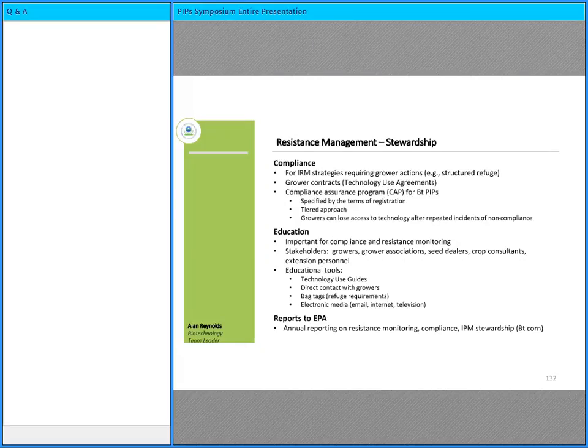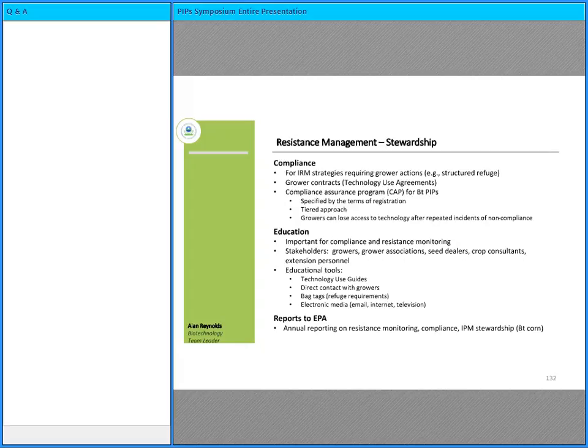For the Bt PIPs, for refuge, we have what's called a compliance assurance program, or a CAP. It's a tiered approach that's been laid out in very exquisite detail by the terms of registration. The goal of the CAP is, first of all, not to be punitive. We're not trying to punish growers. Really, the primary goal is to bring them back into compliance. However, if growers are still deliberately non-compliant and have repeated incidents of non-compliance, they can lose access to the technology. So it's certainly a disincentive for many growers to not comply with the requirements.